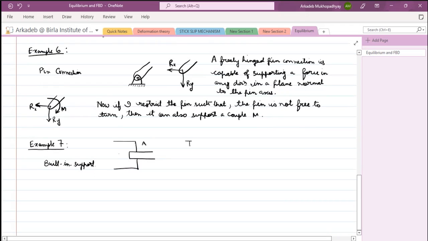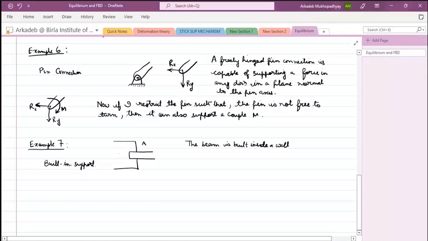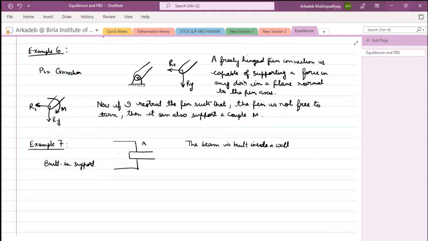I want to bring up the beam built inside a wall. You'll see that the supports for basins and many other supports at your home, supports for geysers, right? In many cases, you will see supports for ACs that some iron beams or angles are built inside the wall. Sometimes the provision is there, they are built inside the wall. Then in that case, what will happen? What will be my free body diagram?